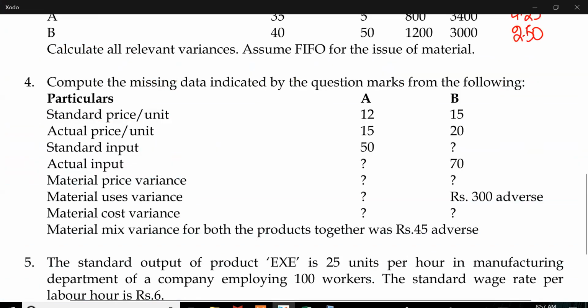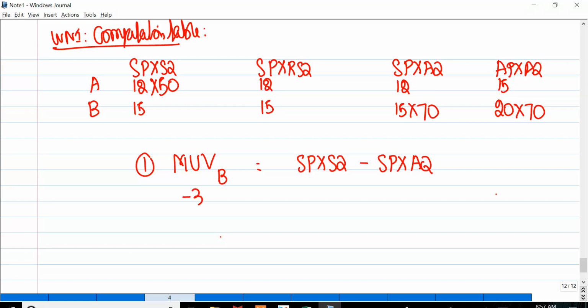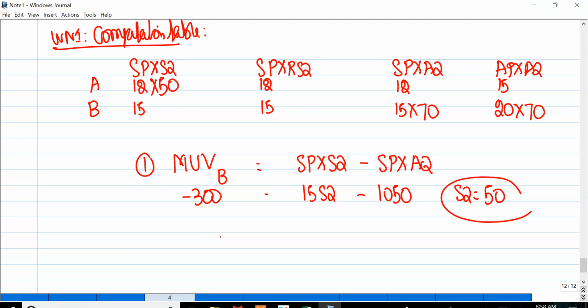How much is the MUV? Minus 300. For math purposes it is minus 300. We used to write it as 300A, but from an equation point of view it will be minus 300. 15 SQ minus 1050 is equal to minus 300. 15 SQ is equal to 750. SQ is equal to 50. Any doubts in this? Clear? Can we proceed? SQ is equal to 50.